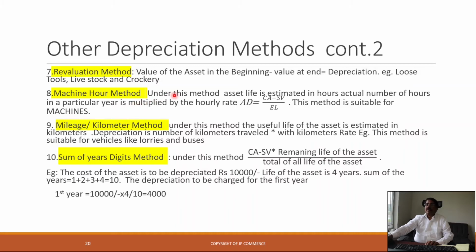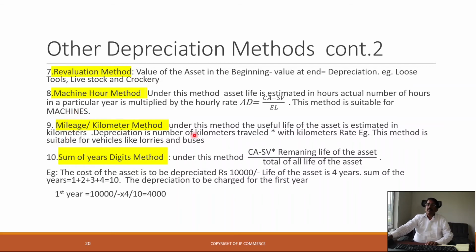Machine-hour method. Under this method, asset life is estimated in hours. The actual number of hours a machine works in a particular year is multiplied by the hourly rate. That is, annual depreciation is equal to the cost of the asset minus scrap value divided by the estimated hours. This method is suitable only for machines, as we calculate depreciation on an hourly basis.